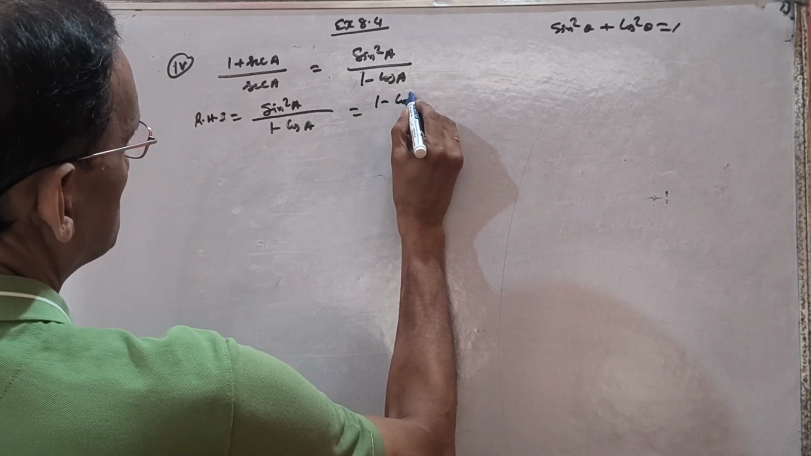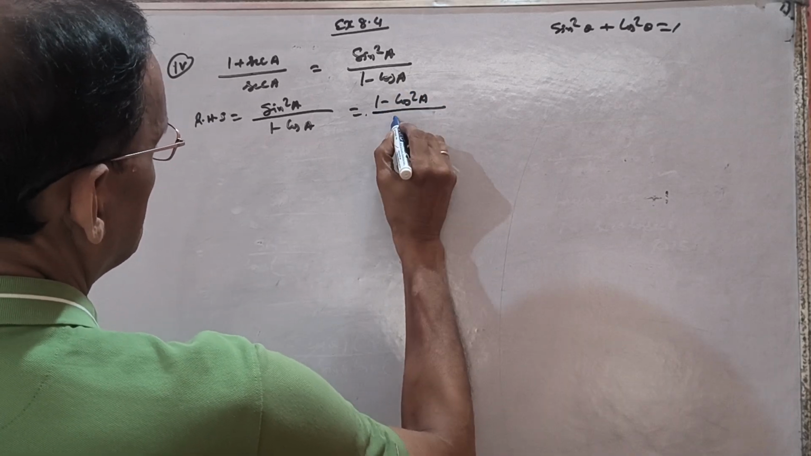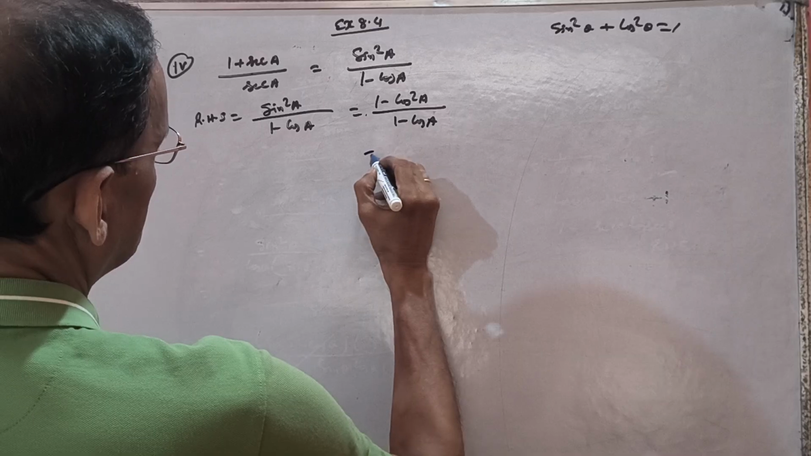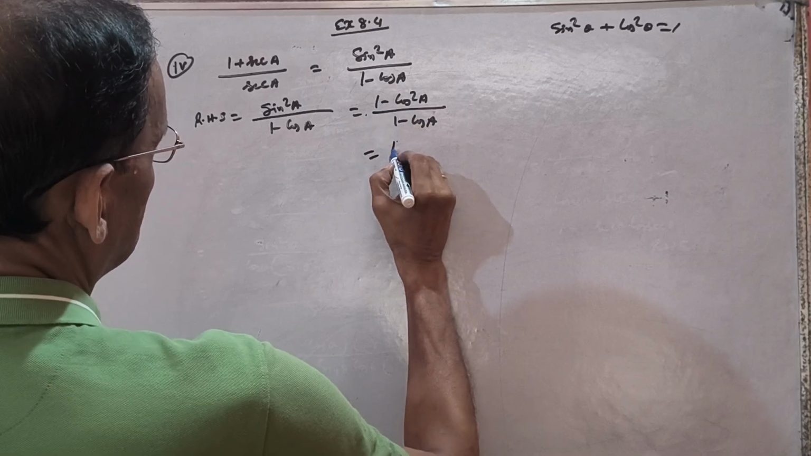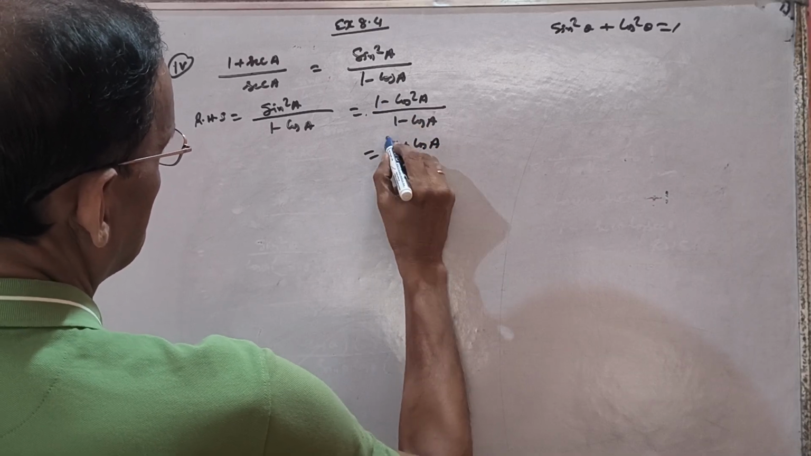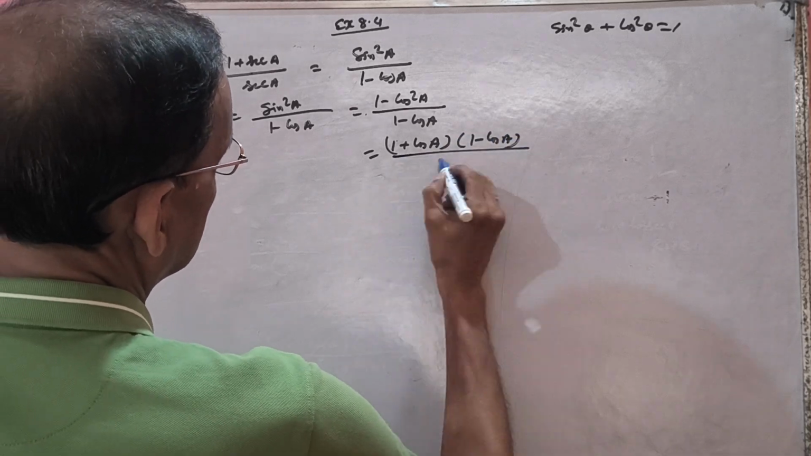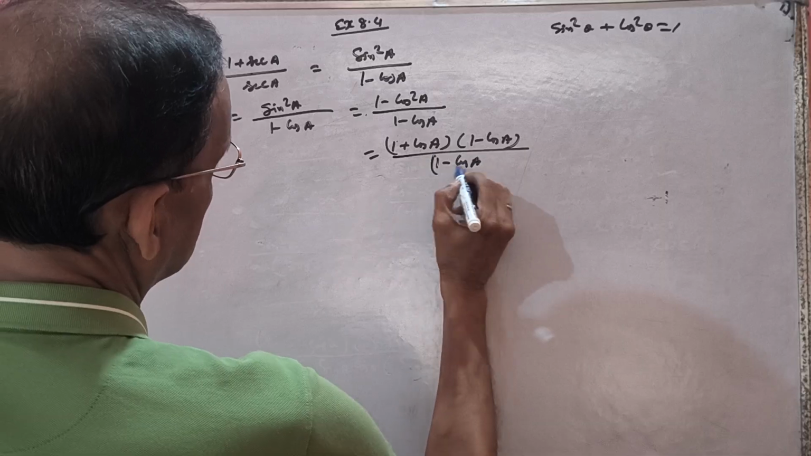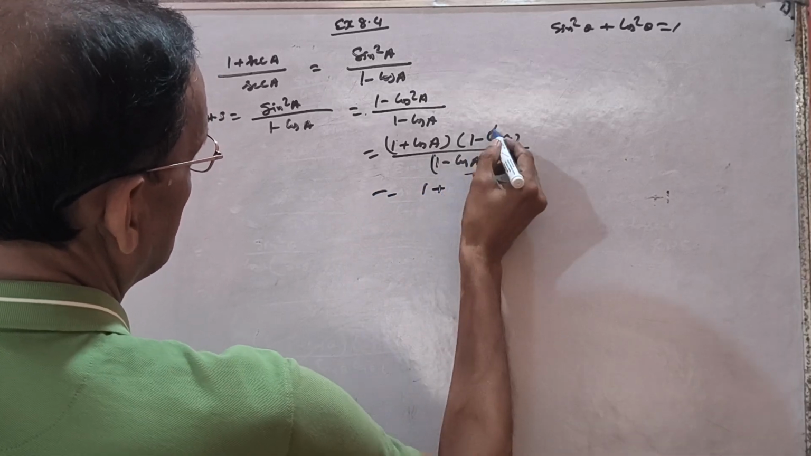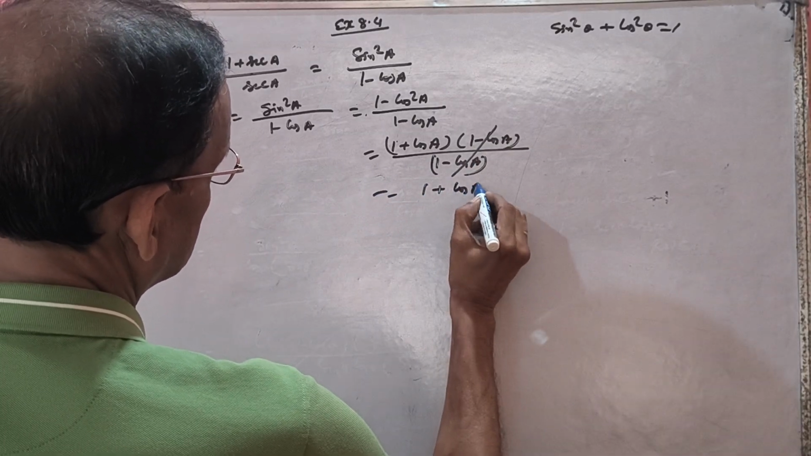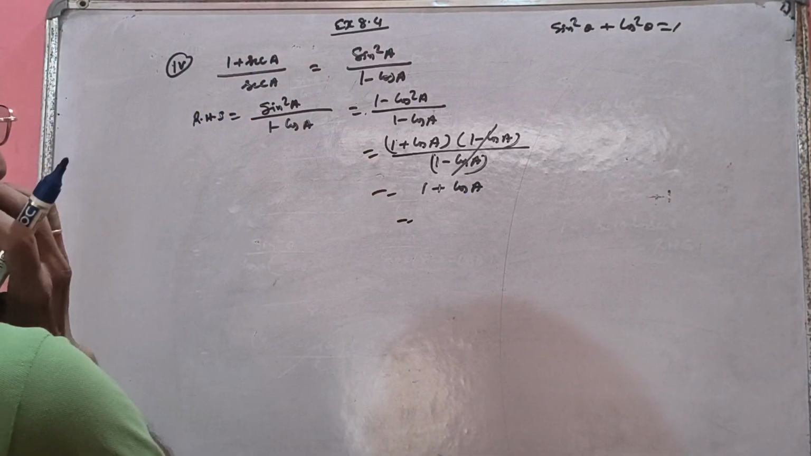1 minus cos square A by 1 minus cos A. A square minus B square form, what we will write? 1 plus cos A into 1 minus cos A by 1 minus cos A. So what is left? This is cancelled. What is left? 1 plus cos A. Still we are not getting the left hand side.